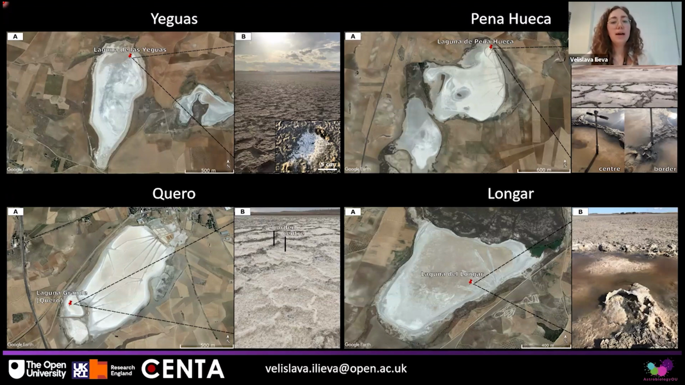At Quero, we also had polygonal features, however, they were different. The whole surface of Quero was covered by salt deposits, so in the center of those features, you had much thicker salt that was raised towards the borders, and we could see sediment peeking through. And finally, at Lungar, we had more sporadic salt deposits across the surface of the lagoon.